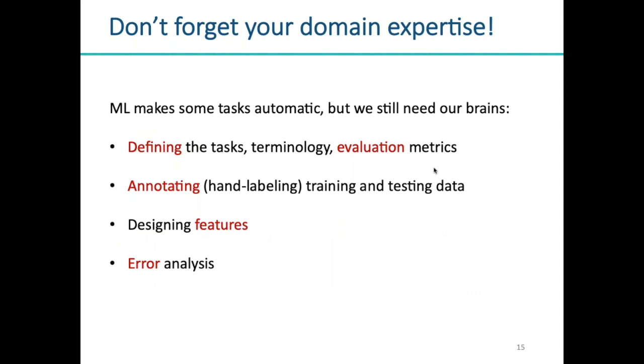Machine learning makes some tasks automatic, but still we need experts. Still we need our brains, because we should define the tasks, terminology, and also evaluation metrics, how we can evaluate our model. And when we are creating data for machine learning, we need to annotate and label them, and we need experts to do that. For feature engineering, for extracting features or selecting the most relevant features, we need these experts. And when we apply the model for prediction, we need to analyze the errors and the results. So automatic machine learning does not mean we don't need the expert at all. We need them, but in a different way.